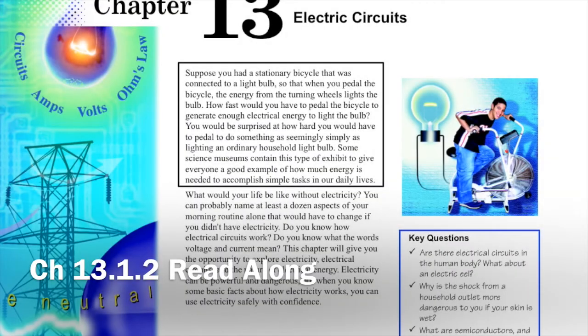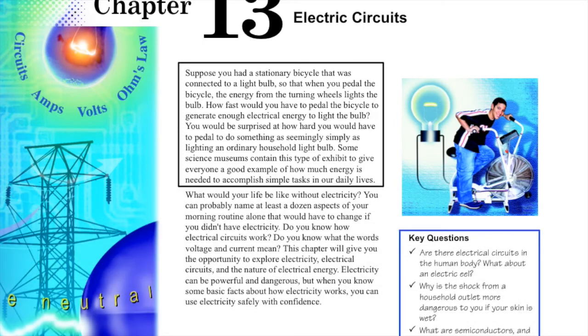Chapter 13, Electric Circuits. Suppose you had a stationary bicycle that was connected to a light bulb so that when you pedal the bicycle, the energy from turning wheels lights the bulb. How fast would you have to pedal the bicycle to generate enough electrical energy to light the bulb? You would be surprised at how hard you would have to pedal to do something as seemingly simple as lighting an ordinary household light bulb.